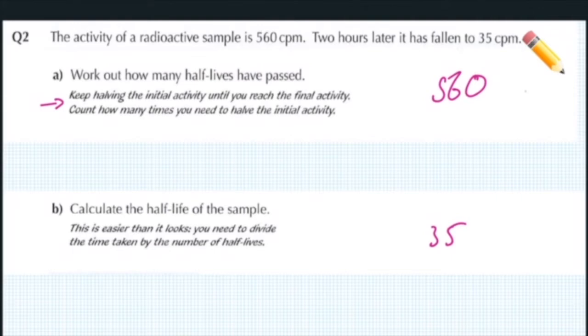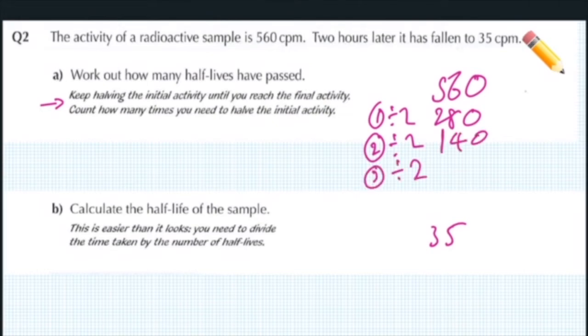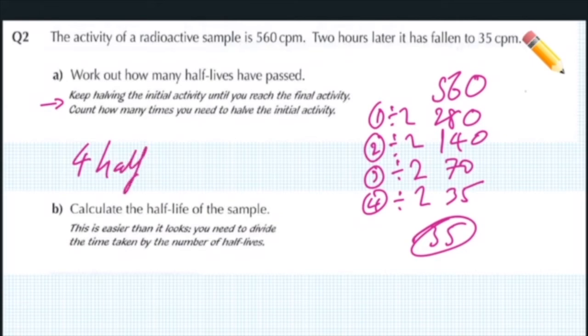Okay, so 560, we're going to divide that by 2. So 560 in the calculator, divided by 2 gives us 280. Second half-life, we're going to divide by 2 again, and that gives us 140. Third half-life, we divide by 2 again, and that's going to give us 70. And the fourth half-life, we're going to divide by 2, and that's going to give us our target of 35. Okay, so we've divided by 2 4 times. That means there are 4 half-lives.